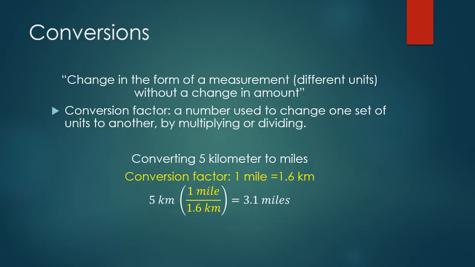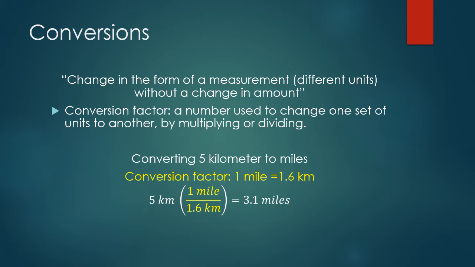So now that we know about measurements, let's talk about conversions. So a conversion is the change in the form of a measurement. So different units. We're not actually changing the amount, we're just changing the units themselves. And to change the units, oftentimes the numbers are going to change. So in order to convert, a conversion factor is usually needed, especially when we're doing English to metric conversions. And a conversion factor is just a number that we use to change one set of units into another. And we do this by multiplying or dividing.